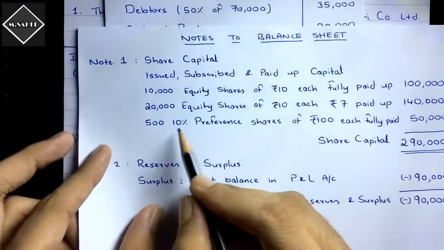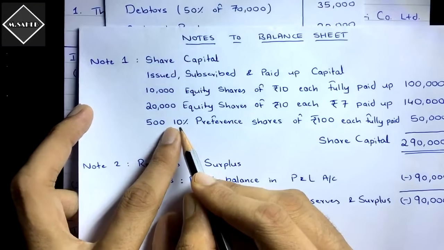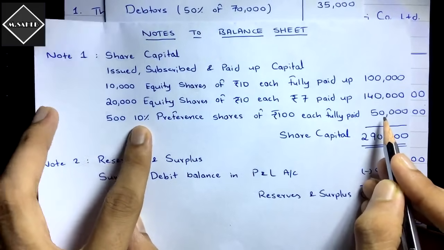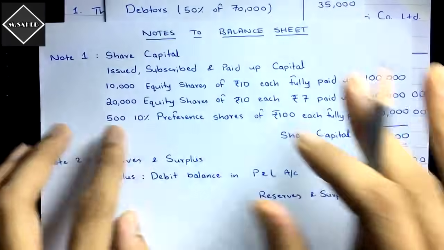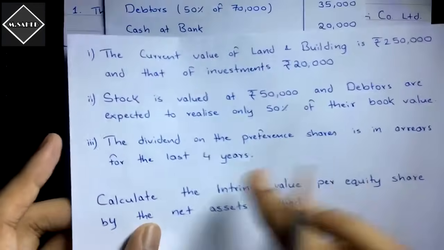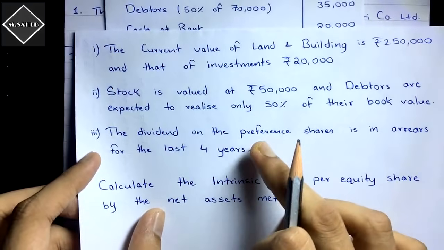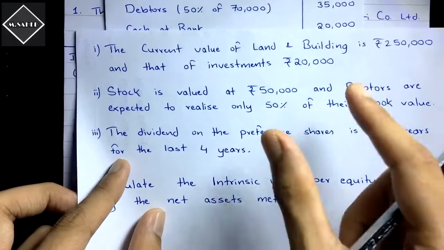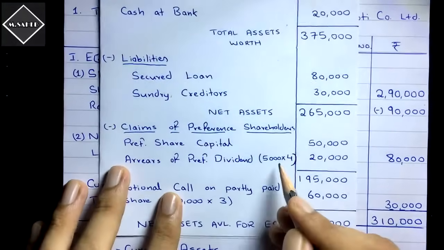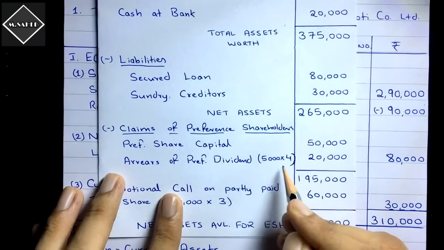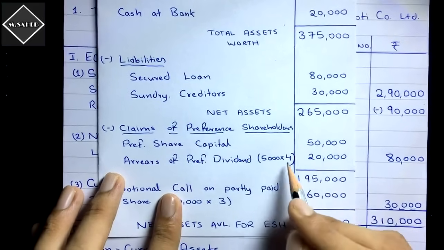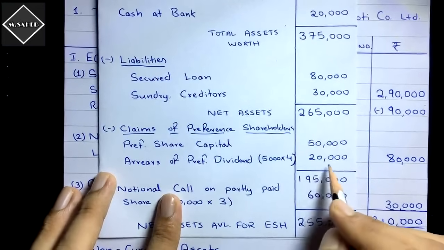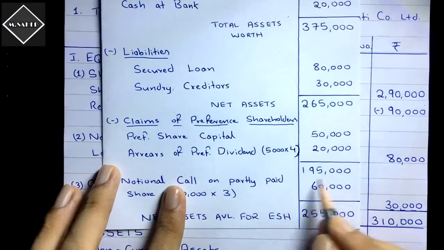See, 10% is the rate of dividend, the fixed rate of dividend, and the capital is 50,000. So 10% on 50,000 is equal to 5,000, and they are saying it has been in arrears for 4 years. So 5,000 is the dividend of 1 year. Then for 4 years you just multiply 5,000 into 4, and you will get the dividend arrears for 4 years, that is 20,000. 4 into 5 is 20, right? So the 20,000 arrears of preference dividend will be subtracted, okay? Then we will get 1,95,000.